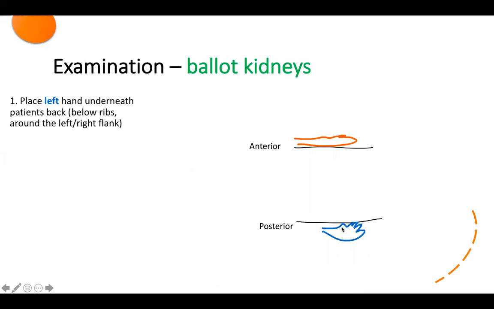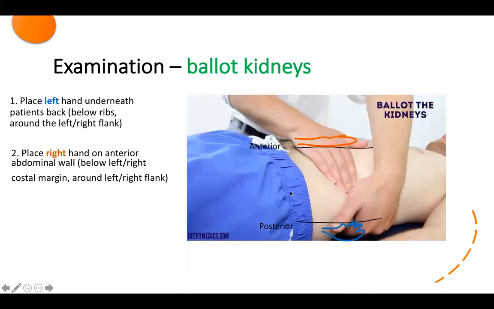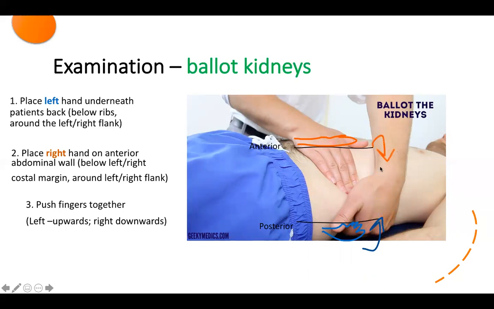But for this explanation, let's say you're doing the left side first. So you place your left hand underneath the patient's back, and then you want to place your right hand on the anterior abdominal wall, so right below the costal margin. So you place this hand right below the left costal margin around the left flank. And that's how it would look in real life. So the left hand is underneath and the right hand is on top of it. And then what you want to do is push your fingers together. So the left hand moves upwards and the right one moves downwards.